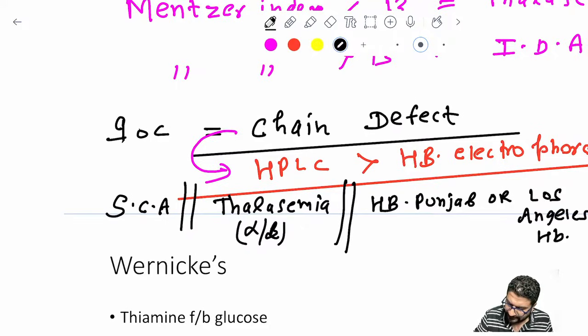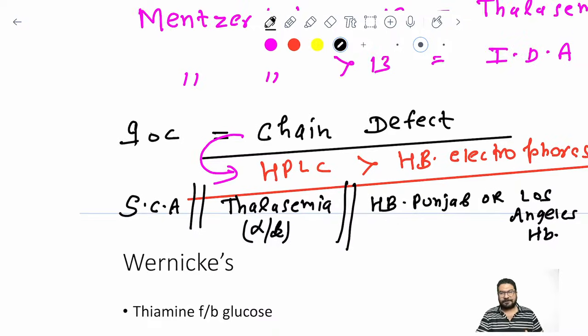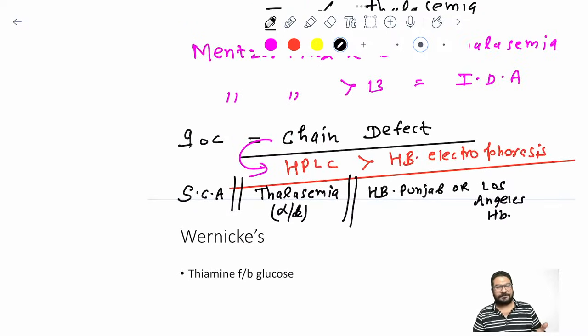So this is the rarest of all, it is not as common, but again here also there is a chain defect. So you will do the same thing, high performance liquid chromatography followed by electrophoresis. Done. Shubham, Kasan, Tarun, clear? Am I clear, guys? Any doubt in this? Move ahead.